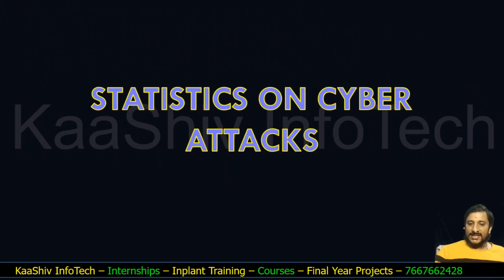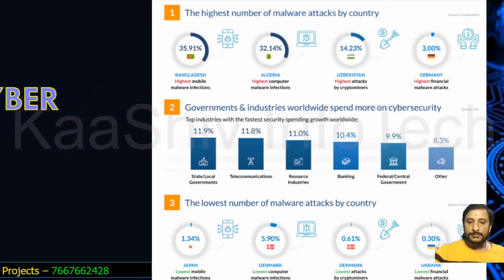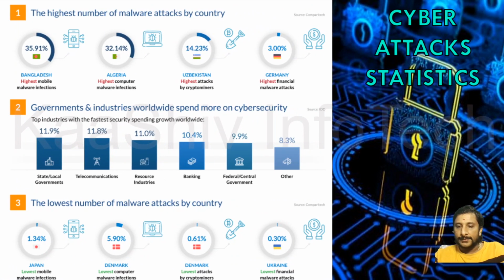If we talk about the statistics on cyber threats and attacks, here is the one. You can see here, the highest number of malware attacks by country: Bangladesh has more. The highest mobile malware infection. Oh, in Bangladesh, we should be careful, man. There's a lot of mobile malware. The next one is Algeria, where computer malware is more. Then Uzbekistan, with attacks by crypto miners, money taken from these people. And Germany, oh my God, financial malware attack is the highest one.